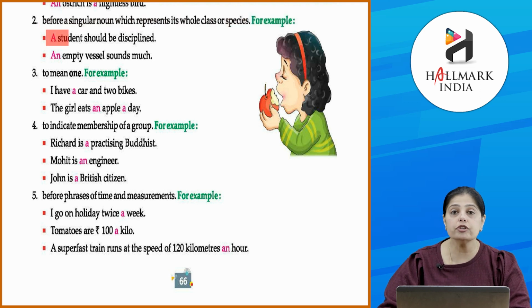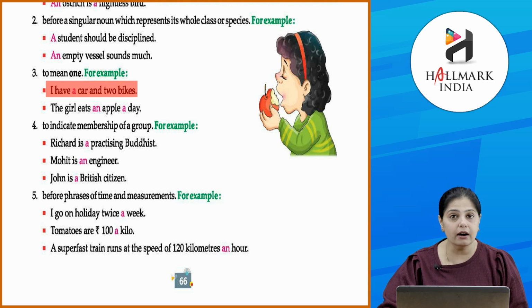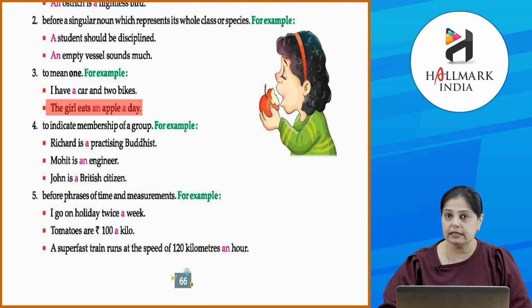For example, a student should be disciplined. An empty vessel sounds much. So we are talking about the whole class of vessels or the students or the species of animals or whatever it is. Clear? Next is to mean one. I have a car and 2 bikes. Instead of saying I have 1 car and 2 bikes, we are saying I have a car and 2 bikes. So a बोलते ही समझ जाते कि it is 1. The girl eats an apple a day. मतलब एक apple खाती है हर दिन.